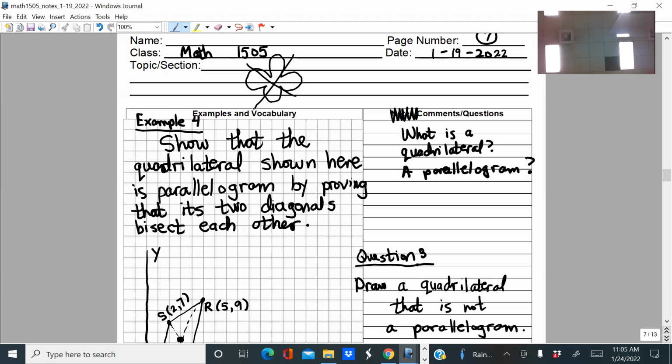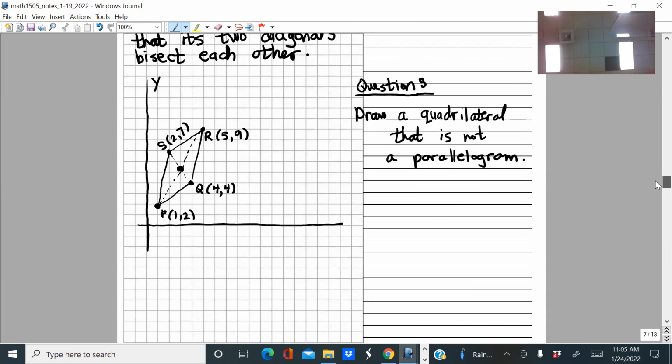I want you, on your paper again, to draw for me a quadrilateral that's not a parallelogram, and then draw for me a parallelogram that's not a square or a rectangle. Can y'all do that also at home? So a quadrilateral that's not a parallelogram and a parallelogram that's not a square or a rectangle.